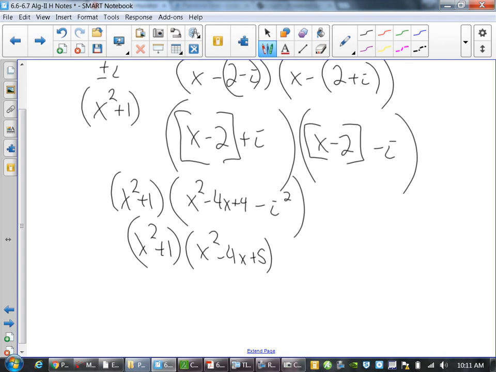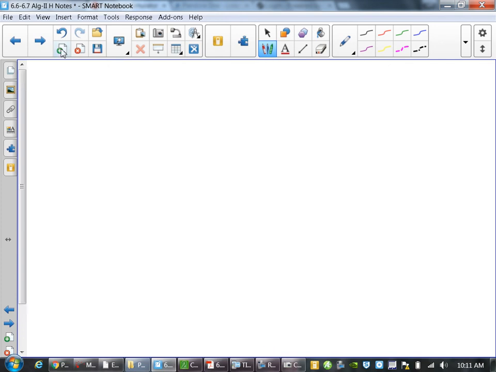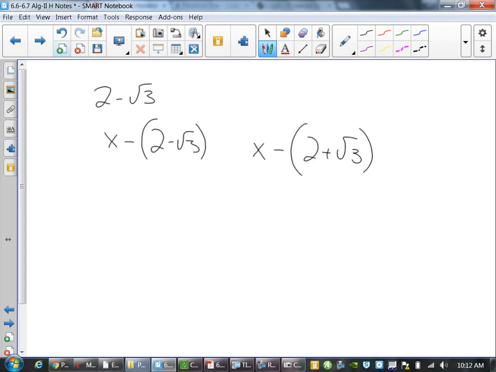In pre-calc, we actually do this with roots. It's really not that bad. You do the same thing. If there's a 2 minus root 3, there has to be a 2 plus root 3. So you'd have x minus 2 minus root 3 and x minus 2 plus root 3. And you would do the same idea. It still works out.